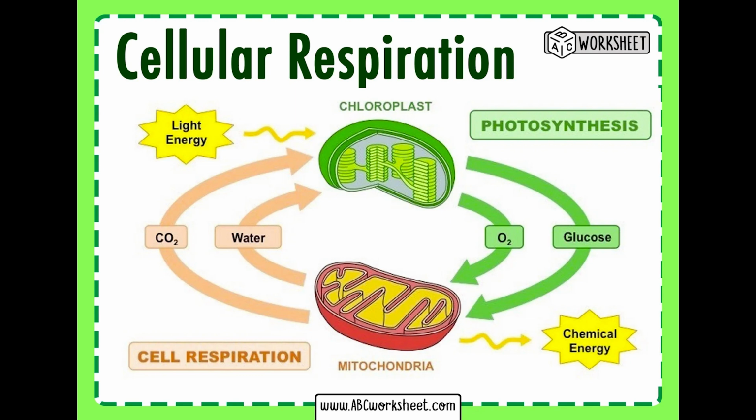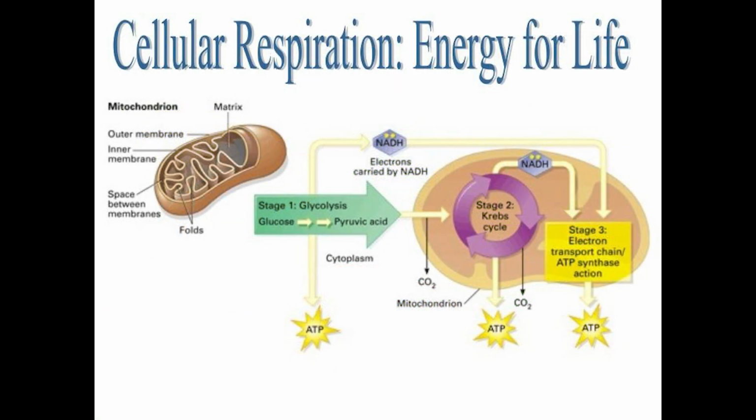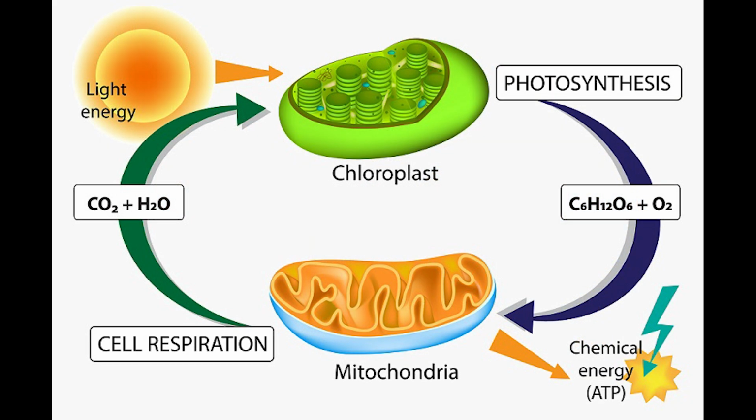The efficiency of cellular respiration is critical for the energy balance of cells and organisms. Disruptions or inefficiencies in this process can lead to various metabolic disorders and impact overall health. For example, mitochondrial diseases can affect the mitochondria's ability to produce ATP, leading to conditions like muscle weakness and neurodegenerative disorders.